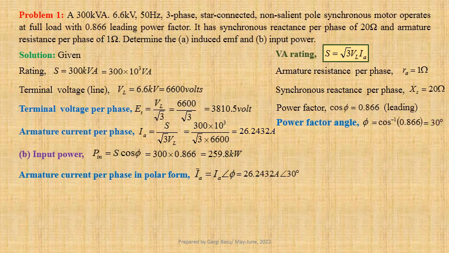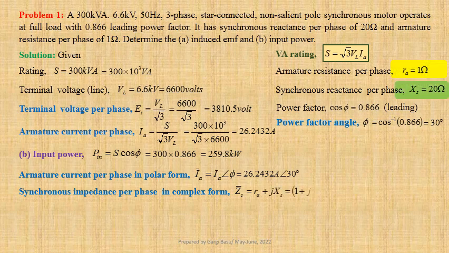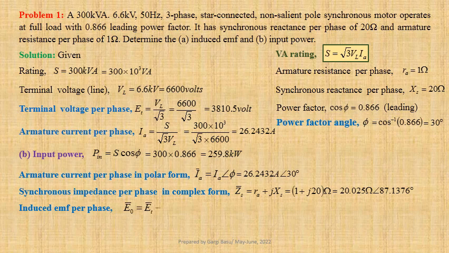Now we shall write down synchronous impedance per phase in complex form. Zs equals Ra plus jXs, that is equal to 1 plus j20 ohm. This may be written in polar form as 20.025 ohm at an angle 87.1376 degree. Expression for induced EMF per phase E0 equals Et minus Ia into Zs.